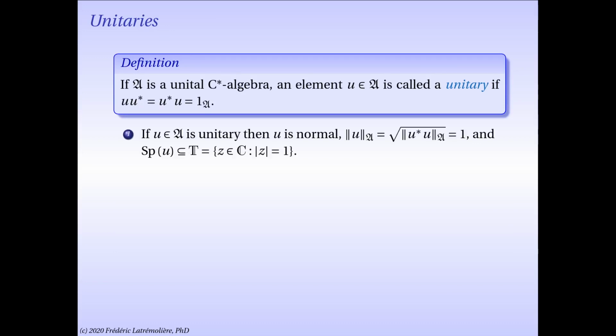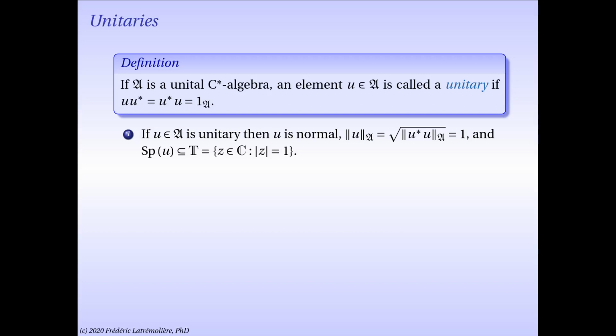If U is unitary, then of course U is normal, as stated in the definition, since clearly it commutes with its adjoint. We can calculate the norm of a unitary: if U is a unitary, then the norm of U is the square root of the norm of U star U, because this is a C-star identity. But U star U is the unit, and the unit in a unital C-star algebra always has norm 1. So the norm of any unitary is 1, and in fact, we can do a little bit better than this.